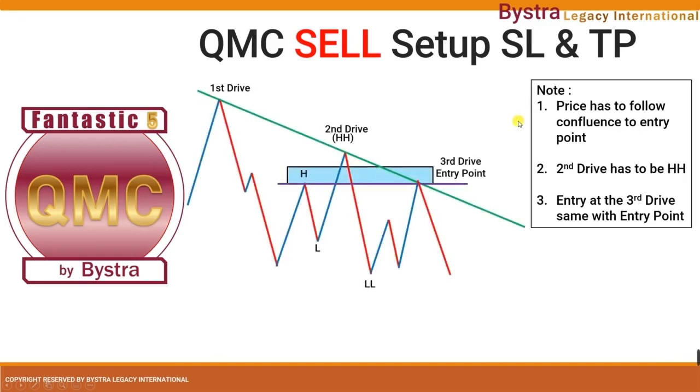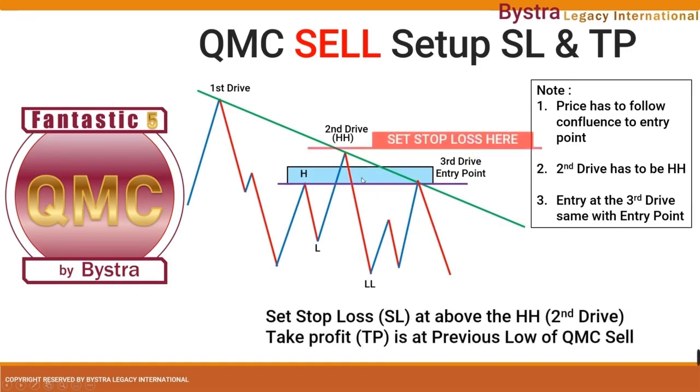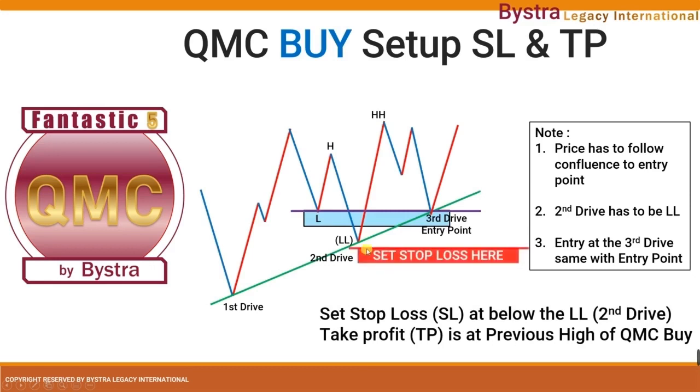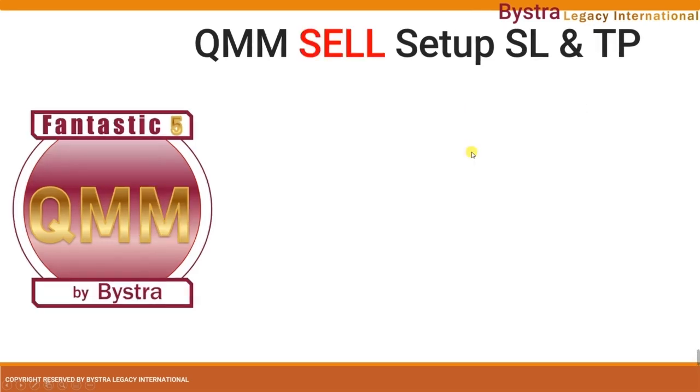Next, for the QMC sell, similar to the QMR, our stop loss will be set above the higher high, which is the second drive in this case, and the take profit will be the previous low. Same goes with the QMC buy setup. The stop loss would be set below the lower low, which is the second drive of the QM head, and the take profit will be the previous high, which in this case is the previous resistance. You can take profit here as well, since it's not much different. So, the QM manipulation sell.